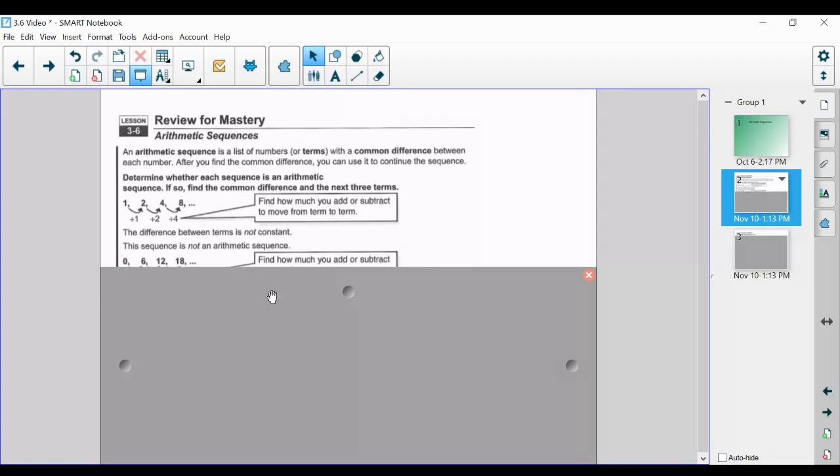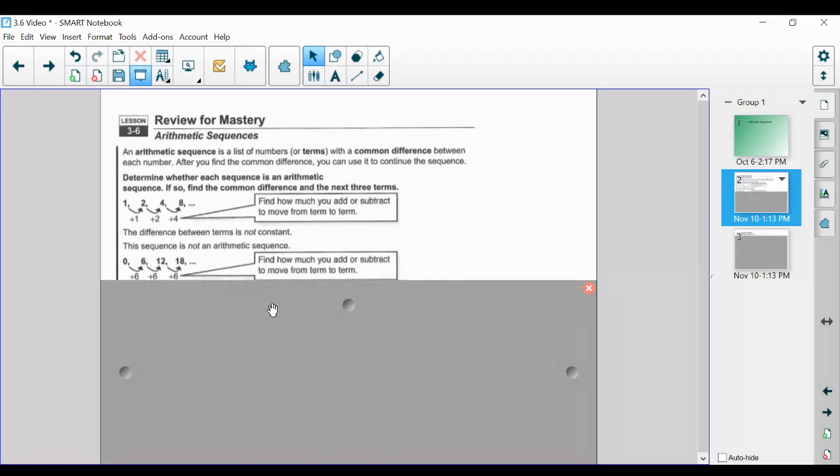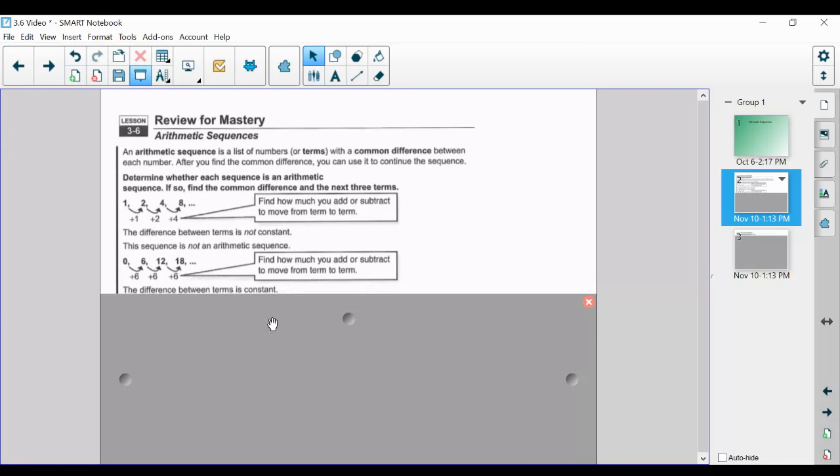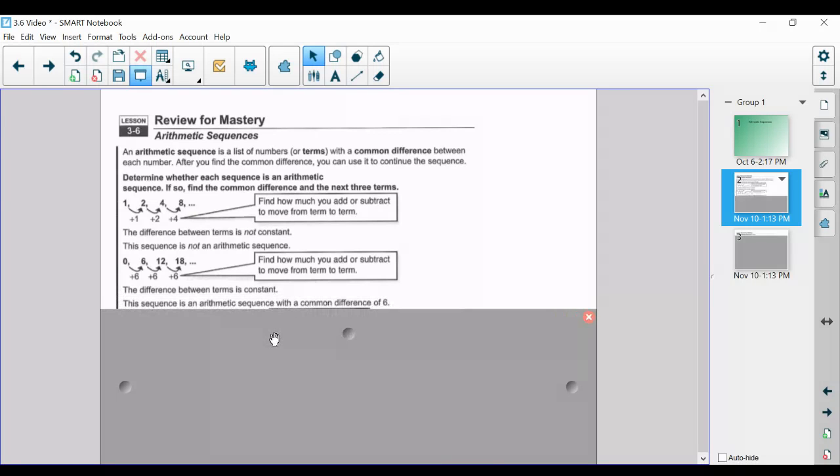Let's say we have the terms 0, 6, 12, 18. We want to figure out the common difference between those numbers. Well, each time we're going to be adding 6. So this would be an arithmetic sequence because the difference is constant. We're adding 6 every single time. So again, we would say this is an arithmetic sequence. The common difference is going to be 6. Positive 6 because we're adding 6. If we were subtracting a value, it'd be negative of it. But since we're adding 6 and we're growing by 6 every single time, it's going to be positive 6.